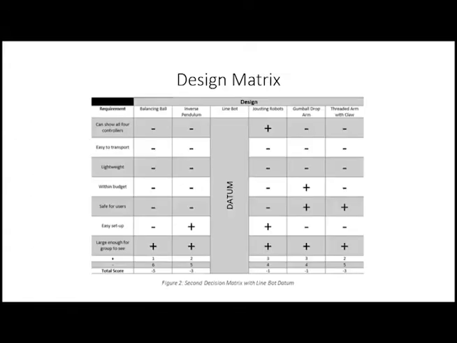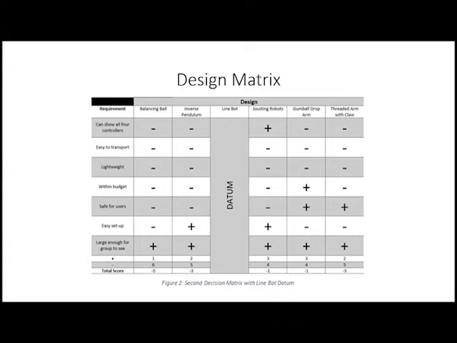The 6 designs that were brought up while brainstorming include a balancing ball, inverse pendulum, line bot, jousting robots, gumball drop arm, and a threaded arm with claw. While looking at how well we believed each design would satisfy the requirements compared to our datum, the line bot was immediately eliminated, followed by the balancing ball, threaded arm with claw, and inverse pendulum.